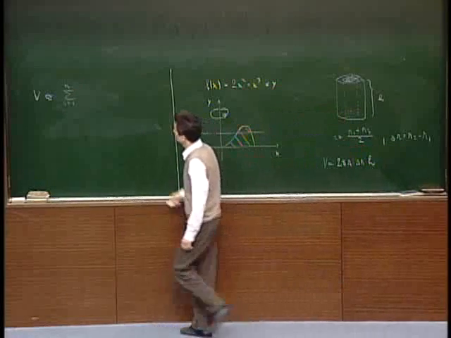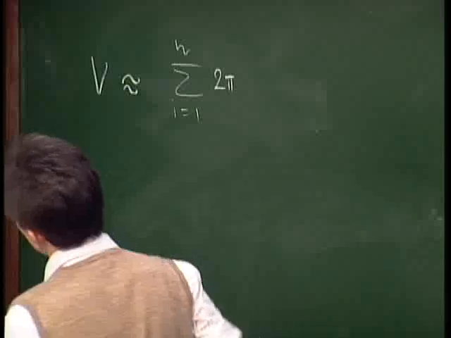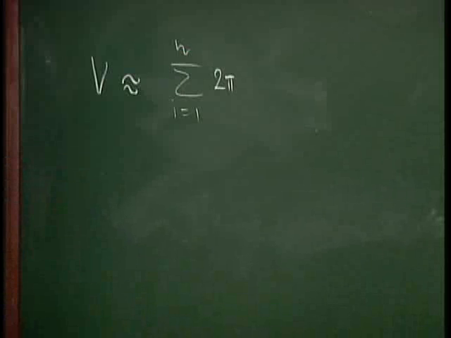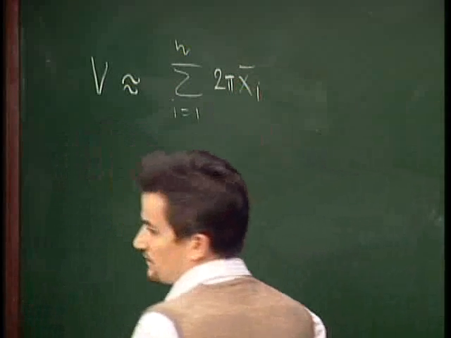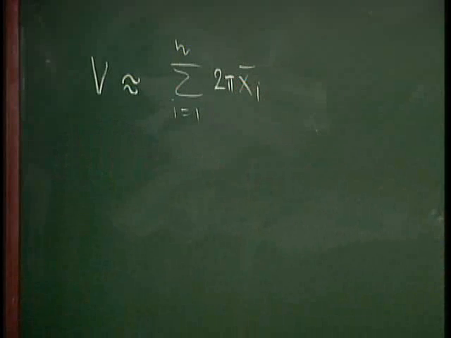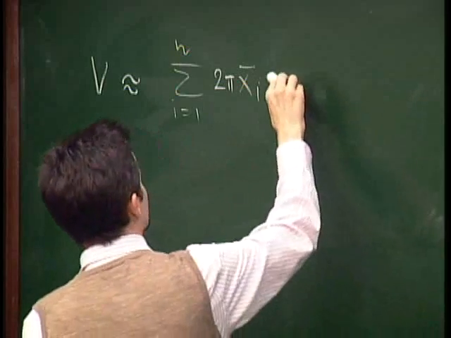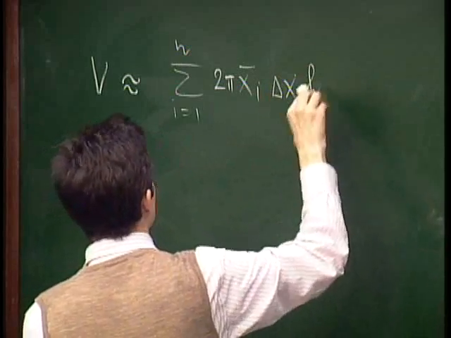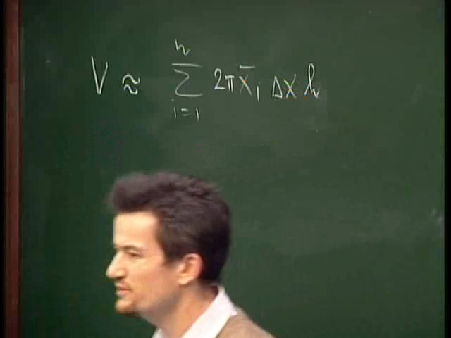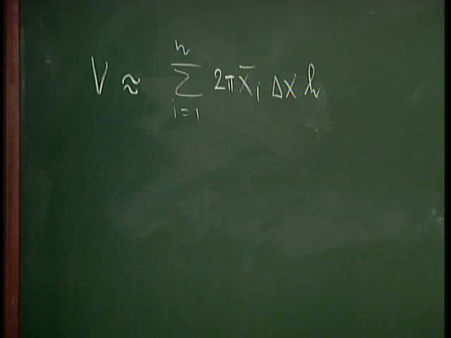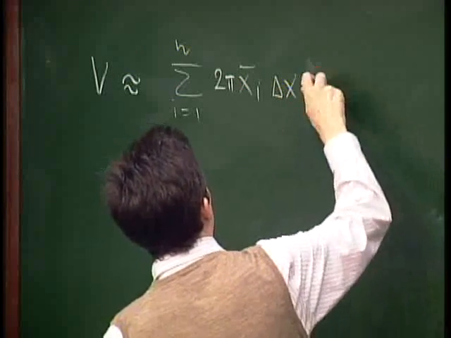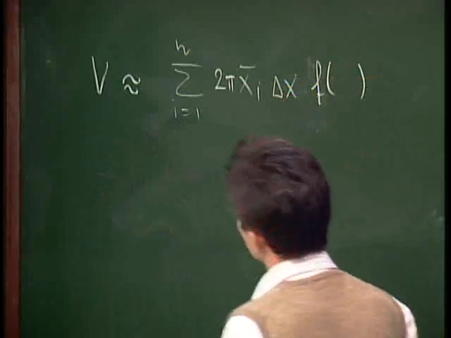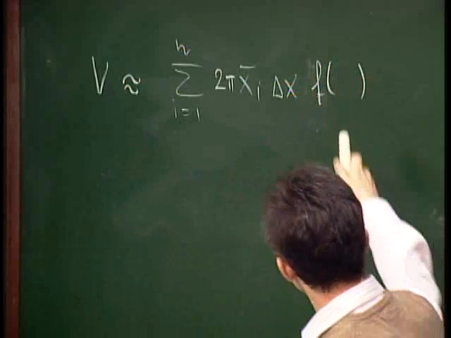So you have here 2 times pi times the average radius, which, if you look at things like this, is exactly the midpoint of the interval. Now you also have a delta x times the height, and for the height we have to choose a sample point. Actually, we still have freedom for choosing the sample point, because this is f of some point.